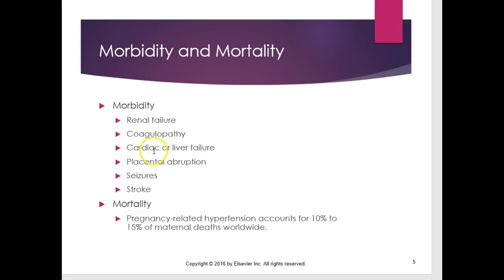Cardiac and liver failure. Cardiac failure because we get so hypertensive and we retain so much fluid that our heart cannot handle the overload, and we can develop CHF from this. And then liver failure, because of the high pressure to your liver, it damages your liver and you have elevated liver enzymes, and you can actually have renal failure from this. Placental abruption, we know when the pressure is too high, it can cause the placenta to shear off the lining of the uterus. Seizures, that would be eclampsia. And then stroke, when the pressure is just so high in your head, you blow a vein and you have a stroke. Mortality, so pregnancy-related hypertension accounts for 10 to 15% of maternal deaths worldwide.